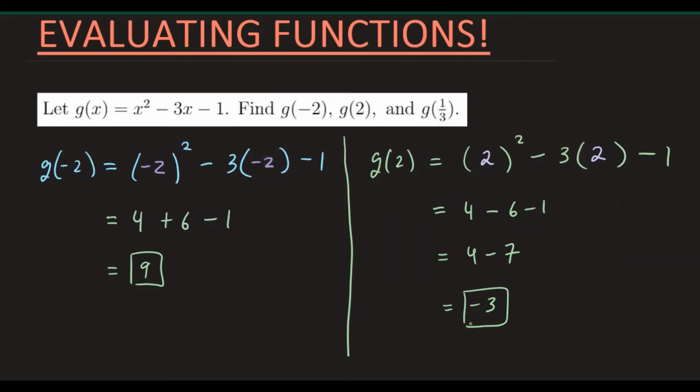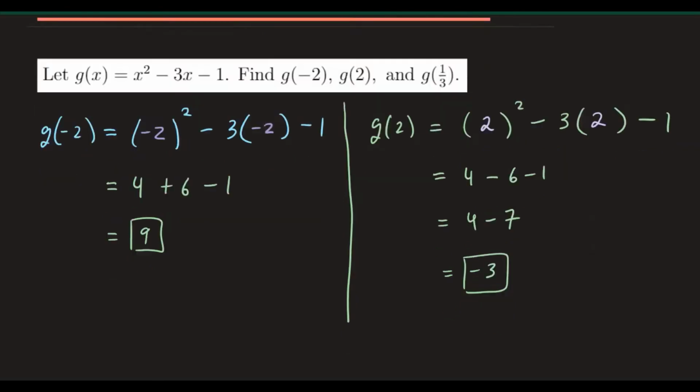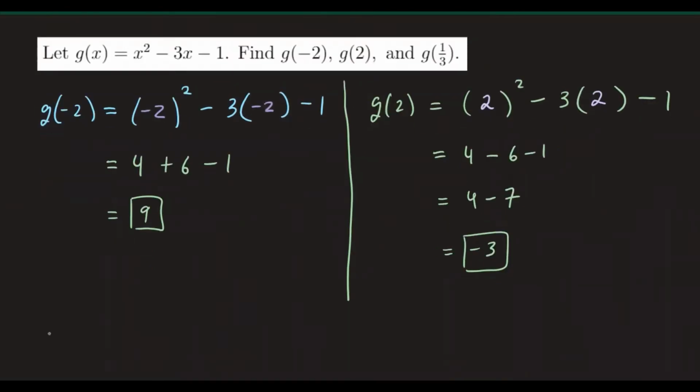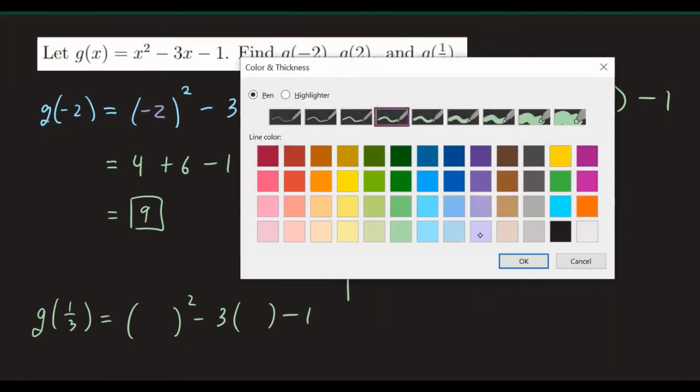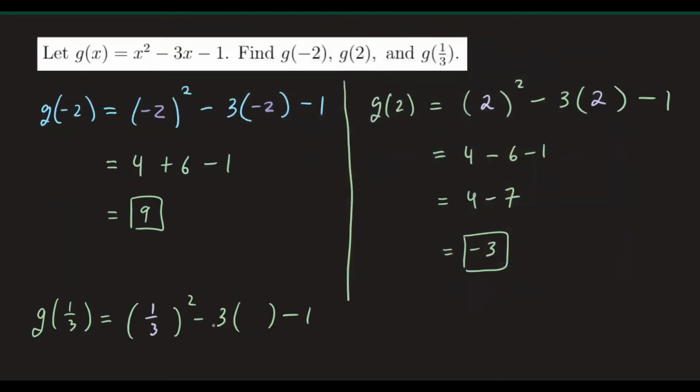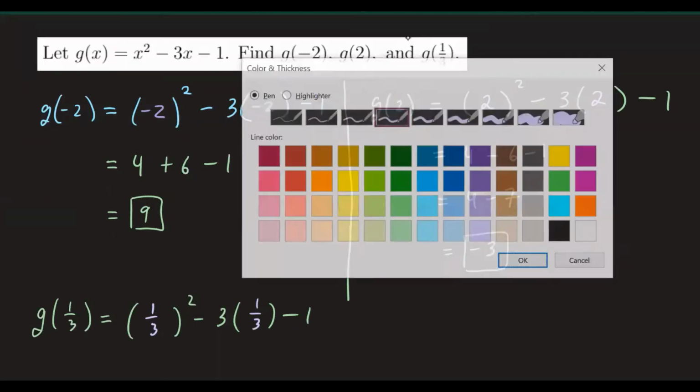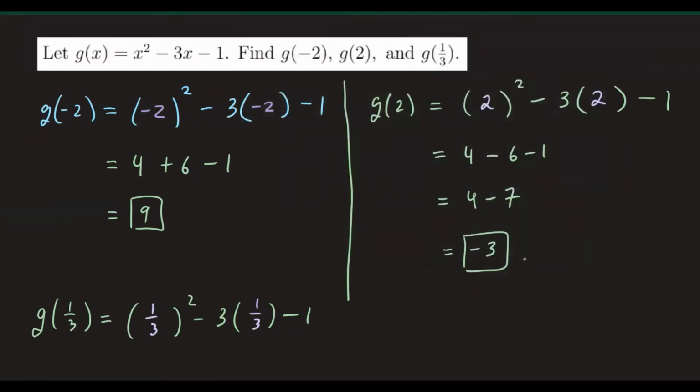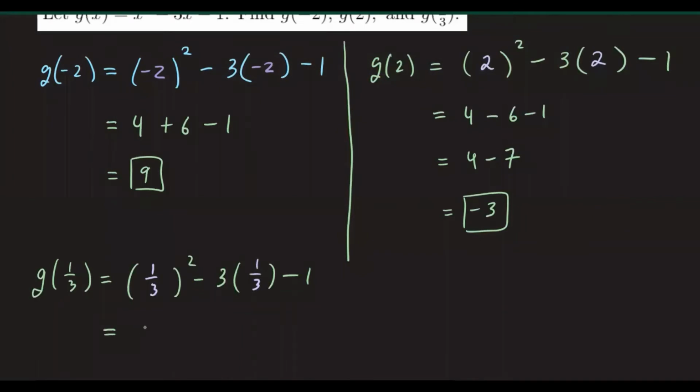Now for the last one, we'll do the same thing. Now we're going to input 1/3 in place of x for the function g. So g of 1/3 is going to be again x squared minus 3 times x minus 1. And again, I'm going to replace x with this new input. That's (1/3) squared minus 3 times 1/3. And then we evaluate them. So we have 1/3 squared, which gives us 1/9, minus 3 times 1/3, that's 1, minus 1.